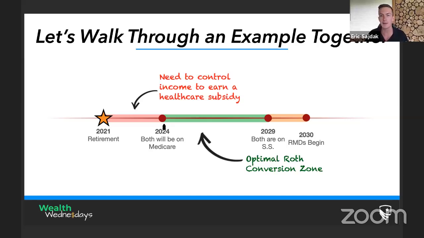Okay, from the time they're both on Medicare, then in 2024, to the time they're both on Social Security is essentially this optimal Roth conversion zone. So we're going to want to be performing a Roth conversion to lower RMDs later on and keep money in tax-free accounts. Okay, so Roth conversions are happening through here. They're both going to be on Social Security then in 2029. RMDs begin then in 2030.